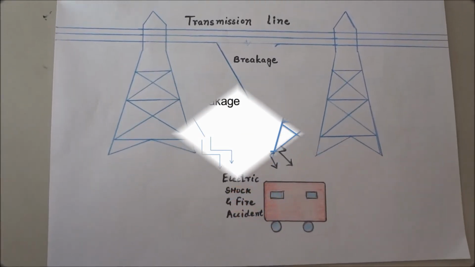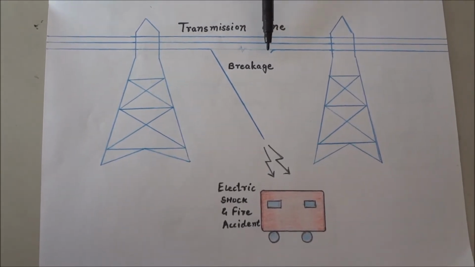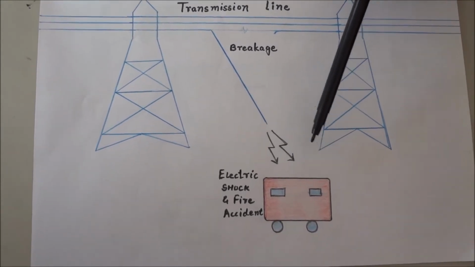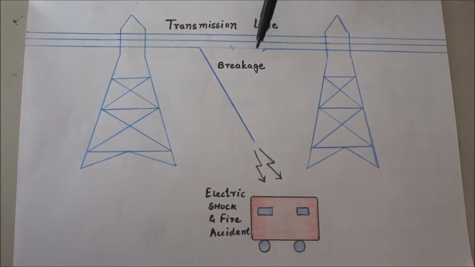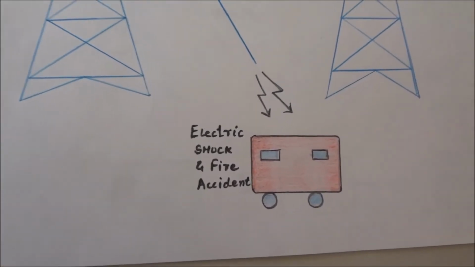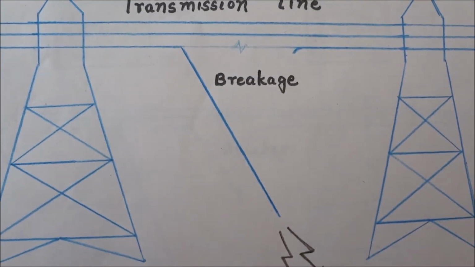During the process of transmission, if there is any accidental breakage in the transmission line, it can cause much harm to human lives and property, as the high voltages being transmitted may result in large-scale electric shocks. Moving on to the next slide.